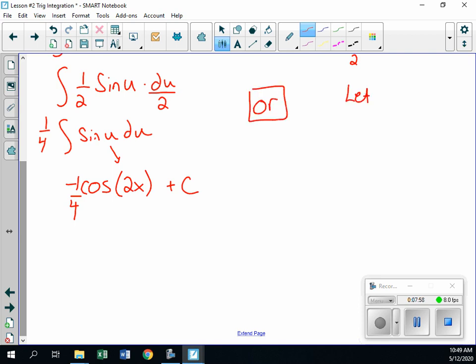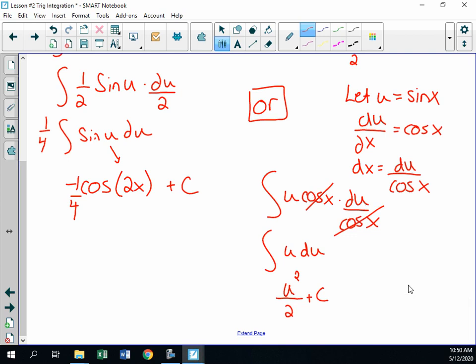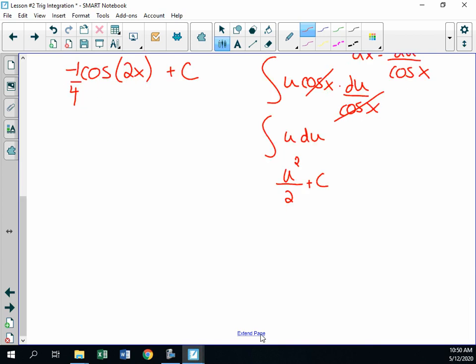If I let u equal sine x, du dx is cos x, dx is equal to du over cos x. So what I could have done is I had my sine x, which I've now let be u, times cos x, times du over cos x. And my cos x's cancel, I'm left with u du. Take the antiderivative, I get u to the power of 2 divided by 2 plus my constant. Plug back in what u was, which was sine, and we get sine squared x over 2 plus my constant.